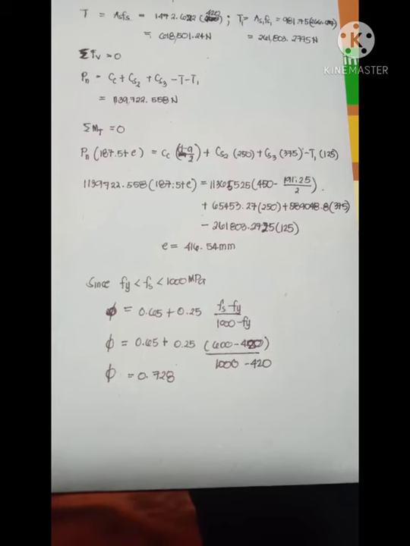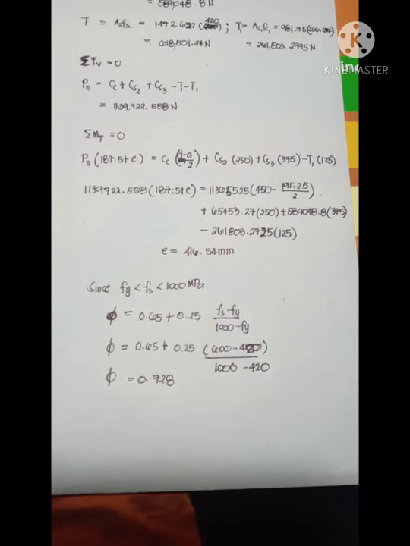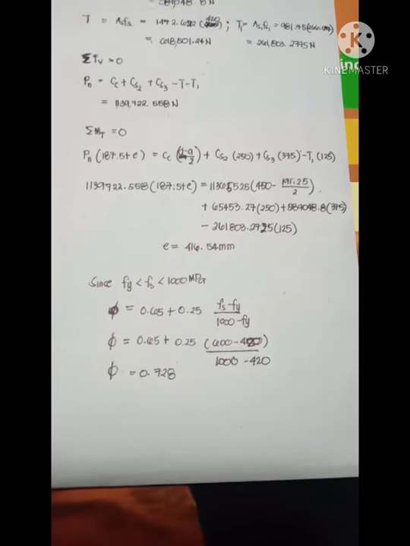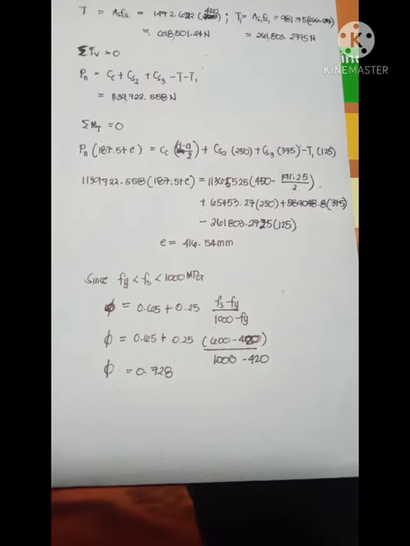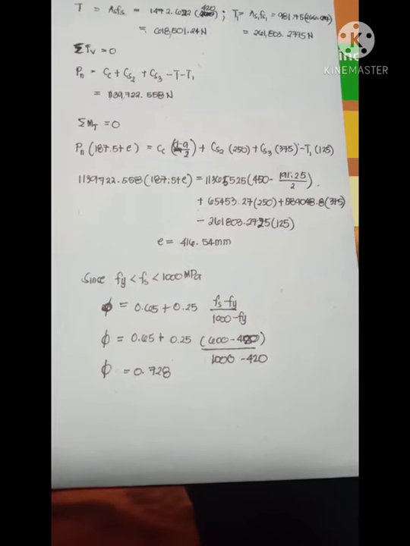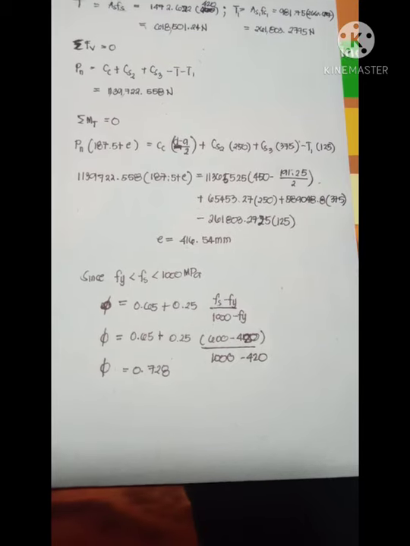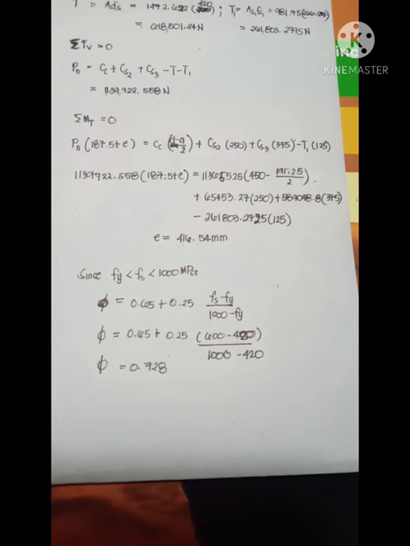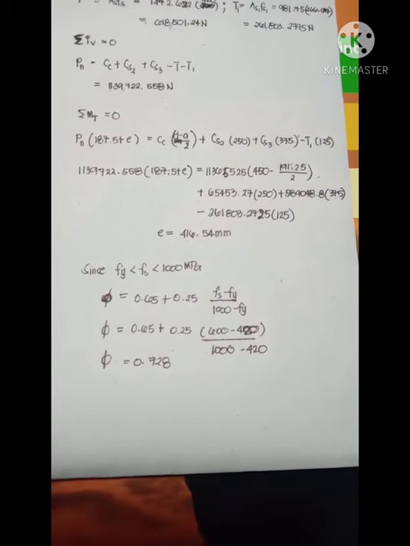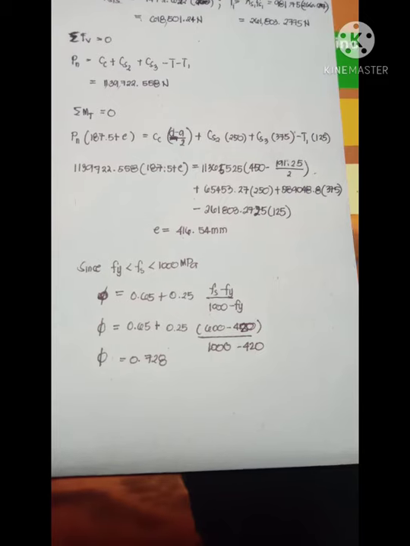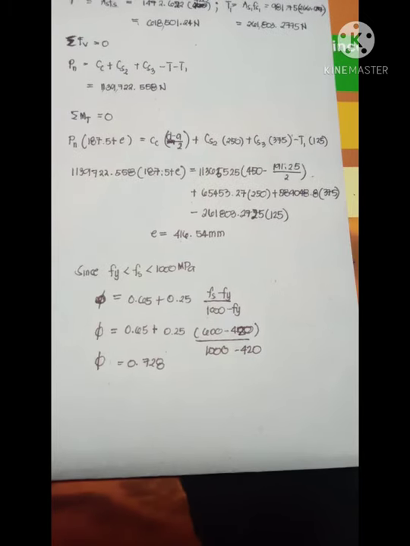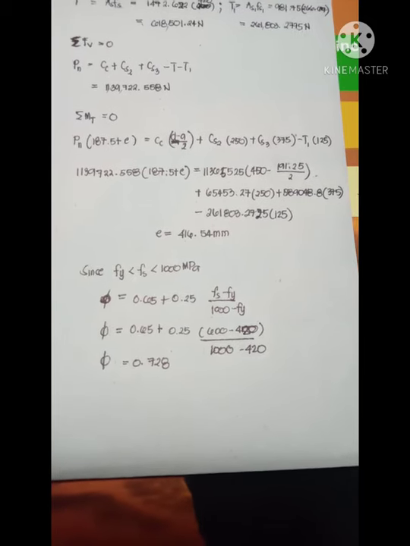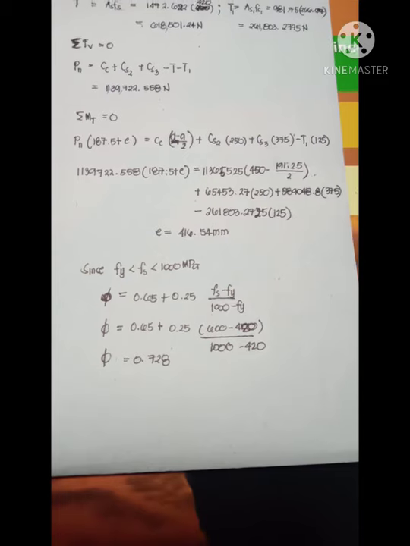And since Fy is less than Fs, which is also less than 1000 MPa, our reduction factor formula will be 0.65 plus 0.25 times Fs minus Fy over 1000 minus Fy. Substituting all the values, we obtain the reduction factor as 0.728.